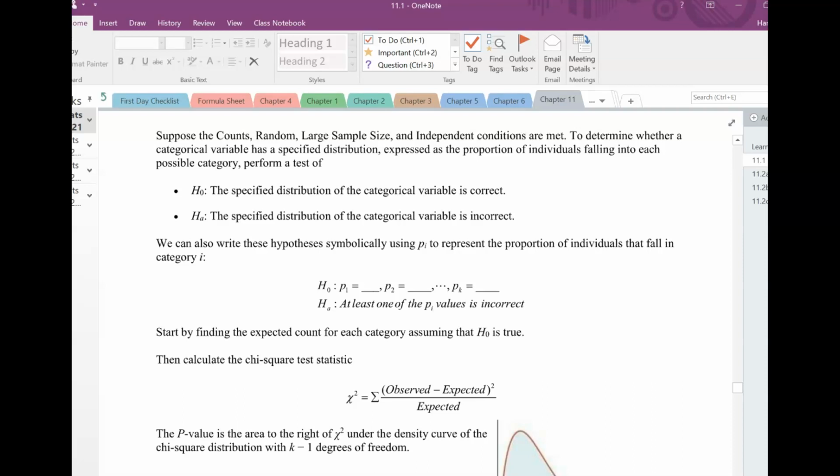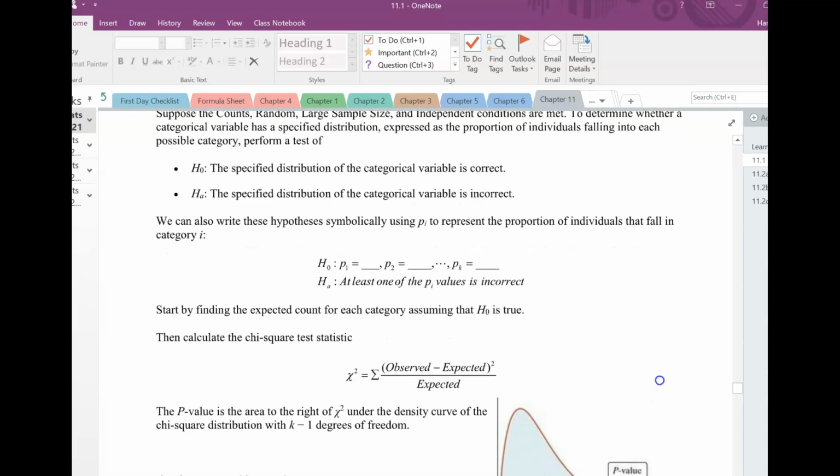So if those are met, then our null hypothesis is that the specified distribution of the categorical variable is correct. When they say specified, it could be the expected or what you would assume it to be or what the claim is from a company. And then the alternate is that the specified distribution of the categorical variable is not correct. You can also write them with values, but it's not necessary.